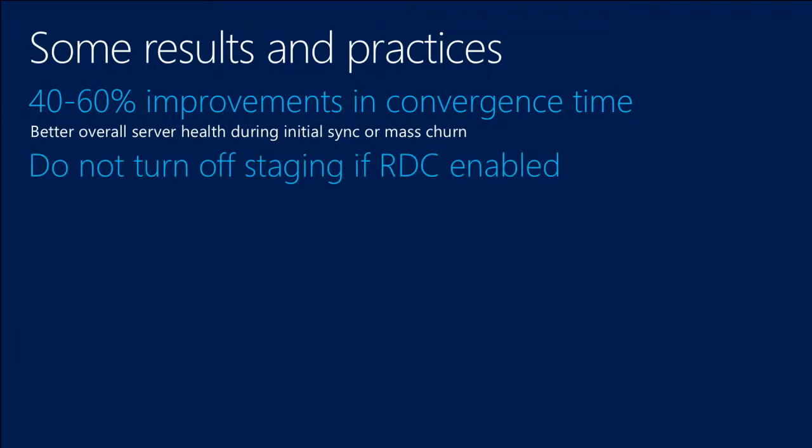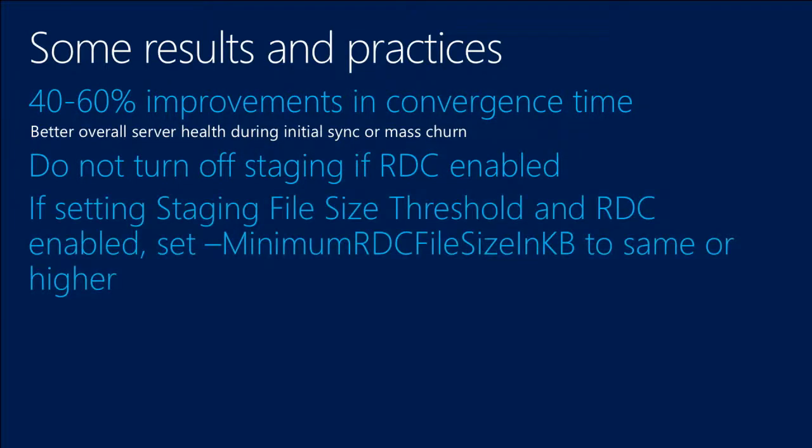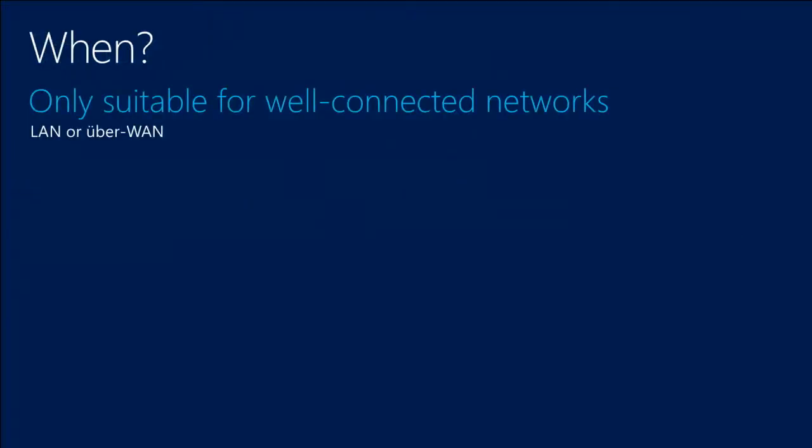Now, don't turn off staging if you still want to use RDC. And if you're setting your threshold and you're setting your RDC, because RDC is a configurable threshold as well, make them match. Because if you've got an RDC size of, say, 64K and a staging size that's much larger, you're canceling out your own settings. When should I do this? LAN or crazy awesome WAN, the Ubervan.